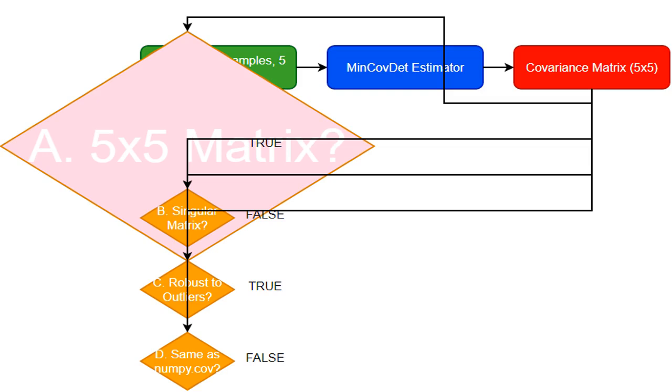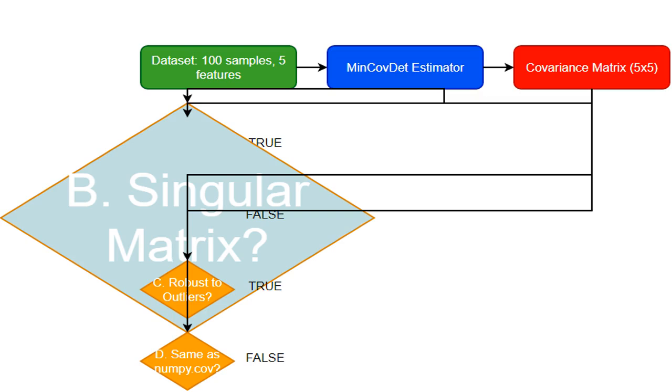This is true. The size of the matrix directly corresponds to the number of features in our data. I'm asking if the covariance matrix will be singular, not invertible.